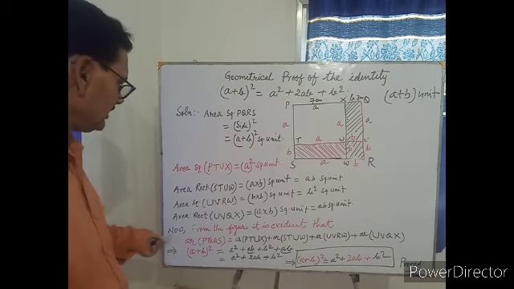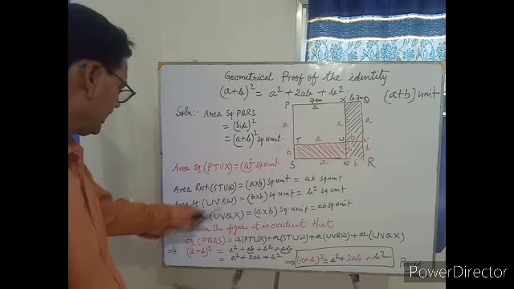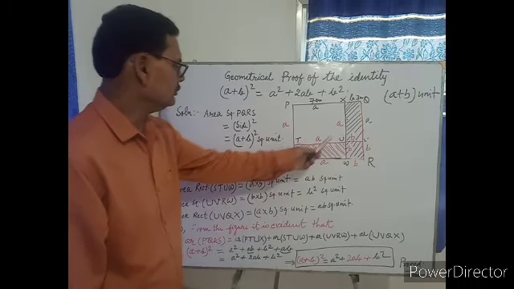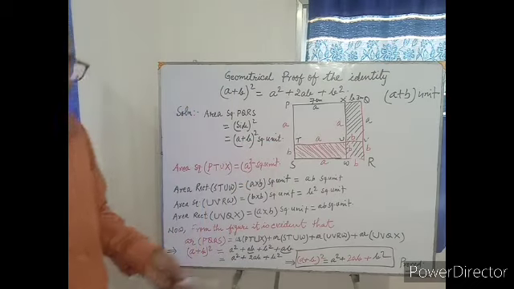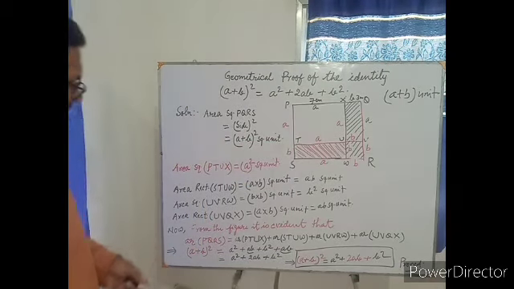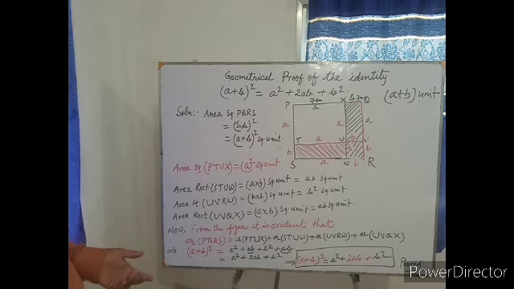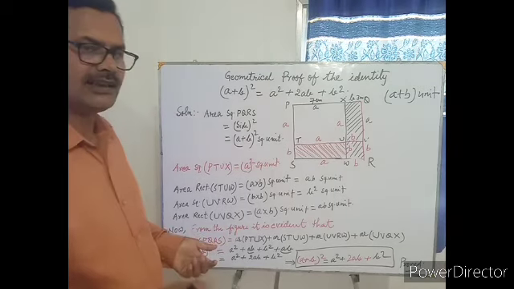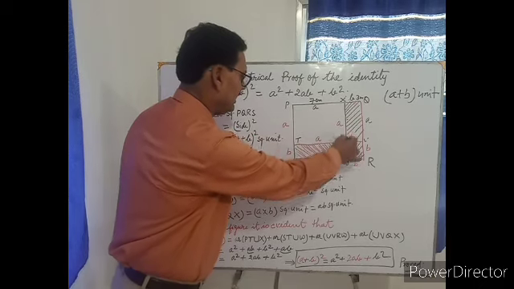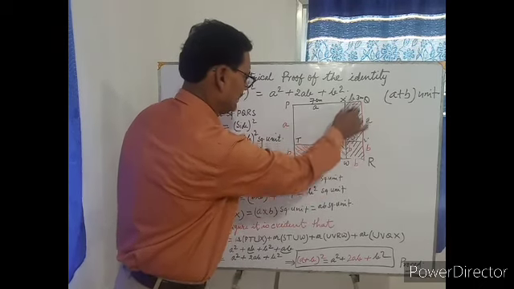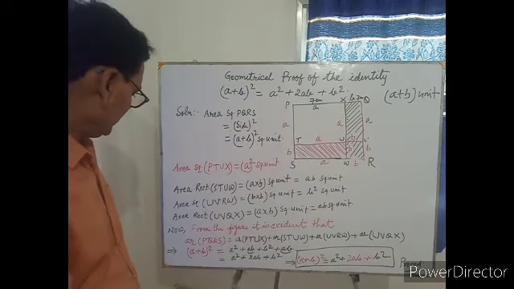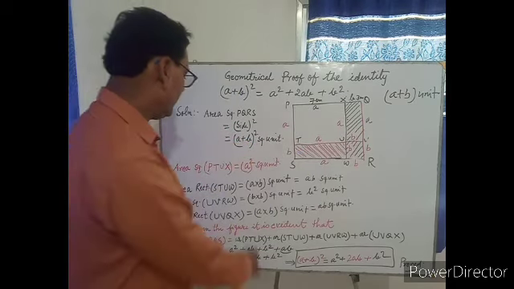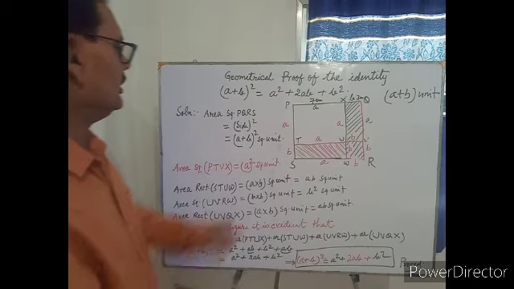Now the next one is area of rectangle UVQX. Here the area of this rectangle is length into breadth. What is the length over here? The length is a unit and the breadth is b unit. This side is parallel to this, so this is b and this is also b. So its area is a into b square unit. Okay, clear? So we have found out the area of all the four figures.